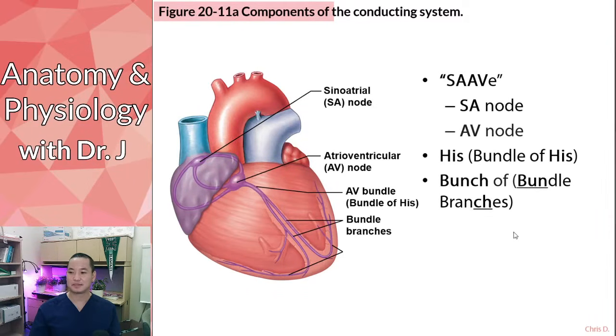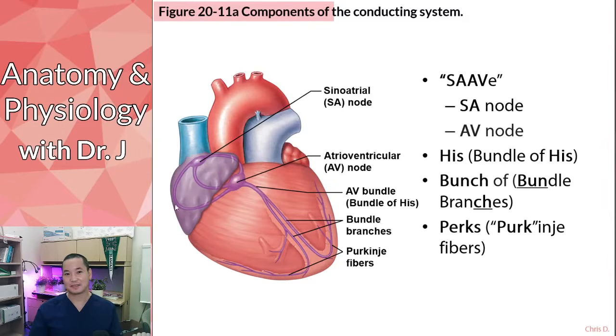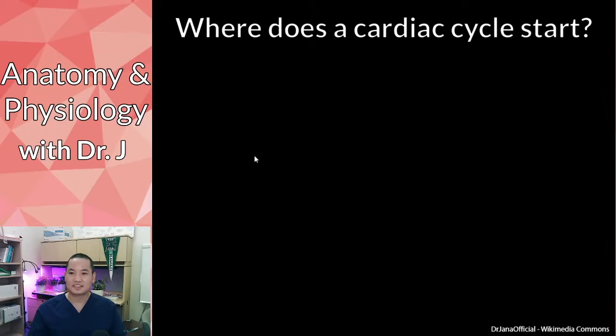So don't get these two mixed up. And then perks, as in Purkinje fibers. So save His bunch of perks. That's one of my favorite mnemonics. It tells you the order of this conduction system. You generate the action potentials in the SA node, and it travels in this sequence through all of these parts of the conducting system. All right, so then where does a cardiac cycle start?